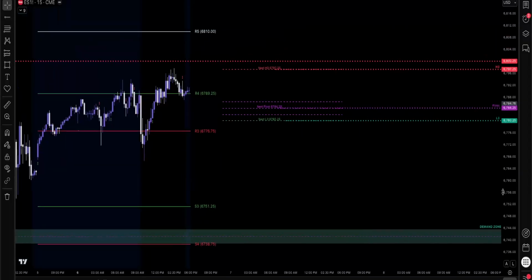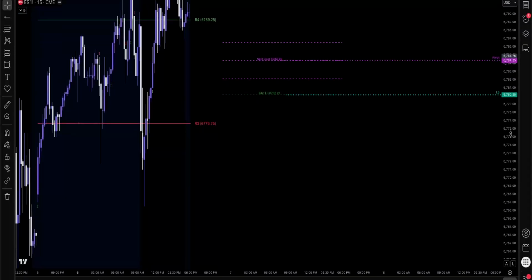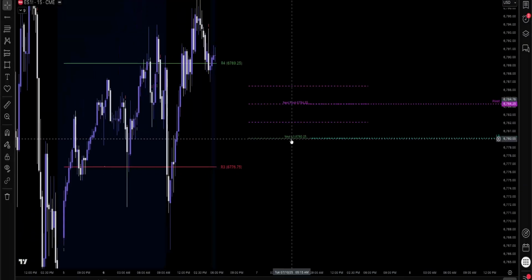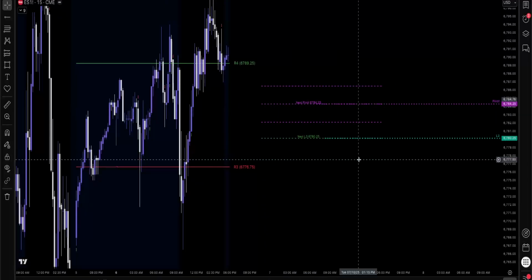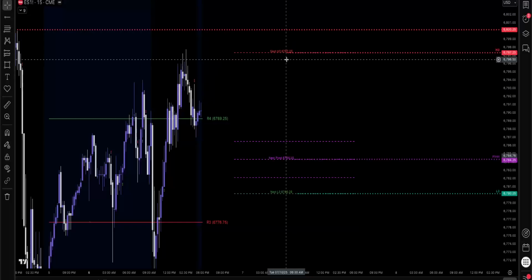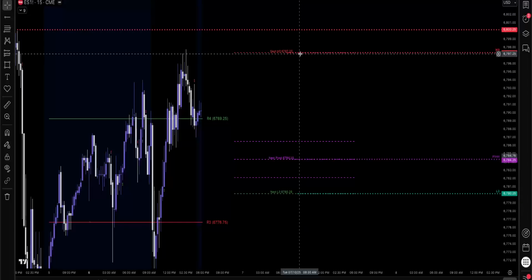For tomorrow, we've got the L3 at 6780.25. Pivot is around 6784.25, and the H3 or the R3 is at 6797.25. So again, my strategy is going to be very simple.